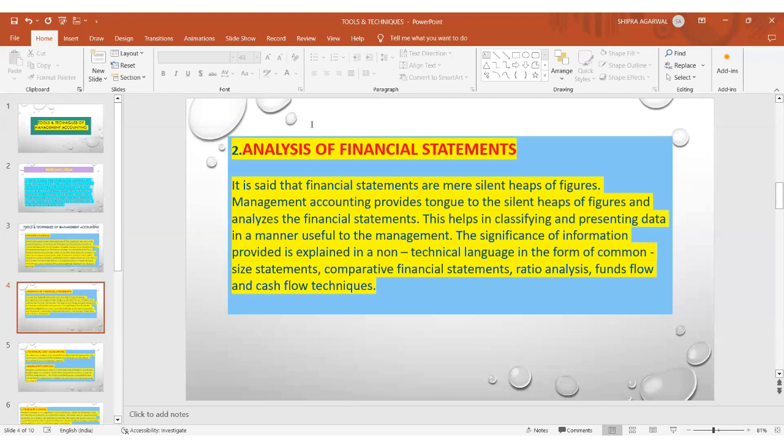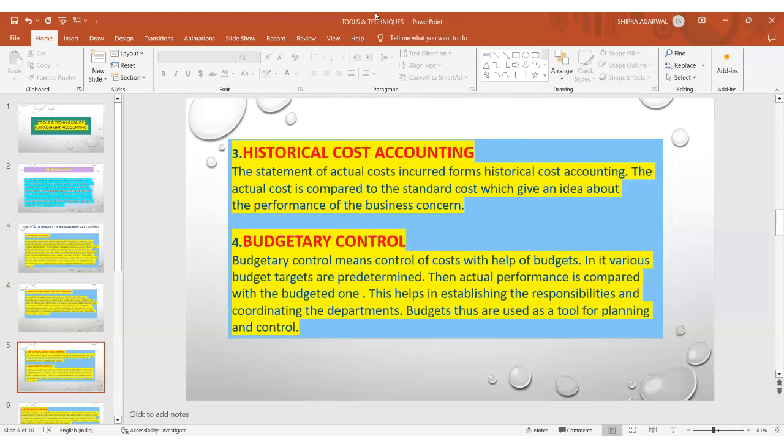So the actual logic is that you need to prepare these statements, and once you prepare them, then you need to analyze them. That analysis can be done in various forms, like common size statements, comparative statements, ratio analysis, funds flow analysis, cash flow analysis, and various others. Right? So basically, whatever financial statements you are preparing in your financial accounting act as a base, and these statements are used to further analyze the situation and plan for the upcoming future, which becomes a part of your management accounting.